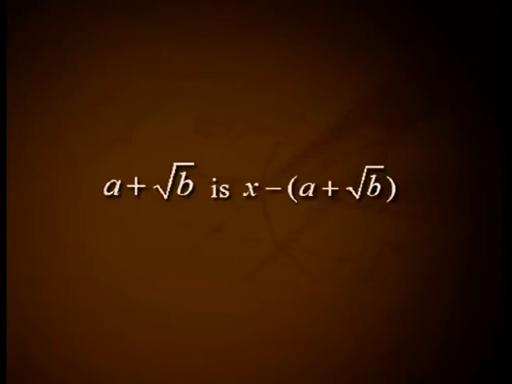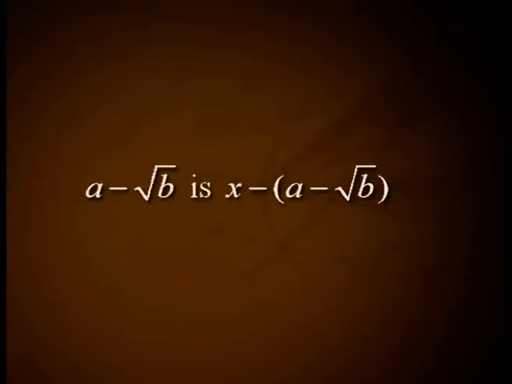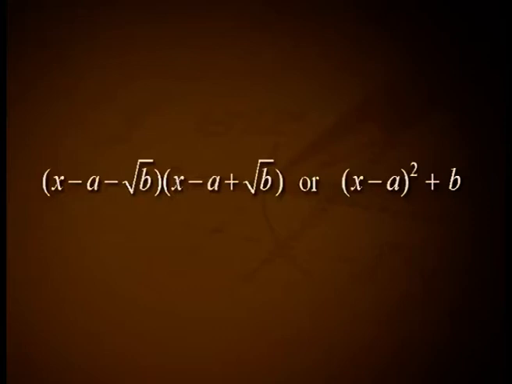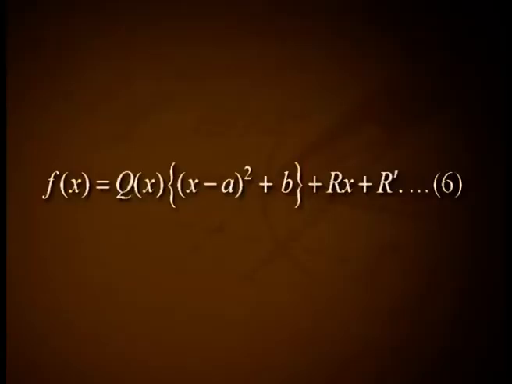The factor of f of x corresponding to a plus root b is x minus (a plus root b), and that corresponding to a minus root b is x minus (a minus root b). Hence, the factor corresponding to the roots a plus root b and a minus root b is (x minus a minus root b) into (x minus a plus root b), or (x minus a) whole squared minus b. Let f of x be divided by (x minus a) whole squared minus b, denote the quotient by q of x and the remainder by r into x plus r dash. We note that the remainder is at most of degree 1 since the degree of (x minus a) whole squared minus b is 2. Then f of x equal to q of x into ((x minus a) whole squared minus b) plus r into x plus r dash, equation number 6.